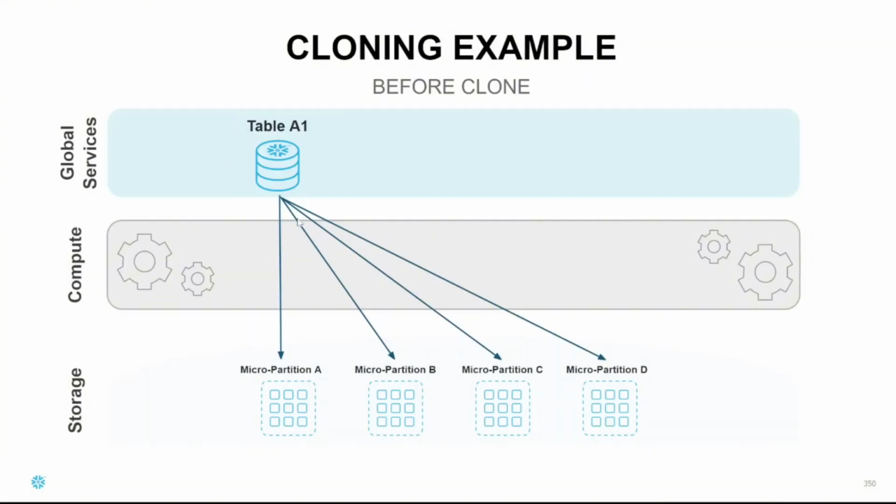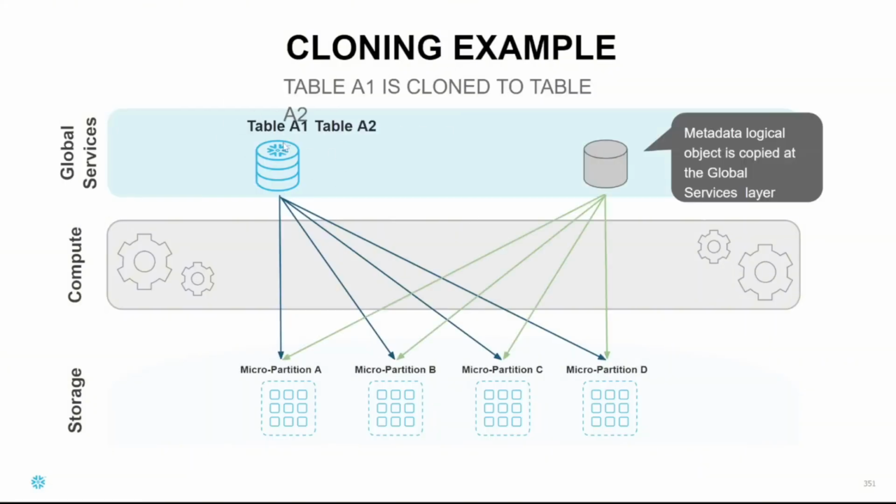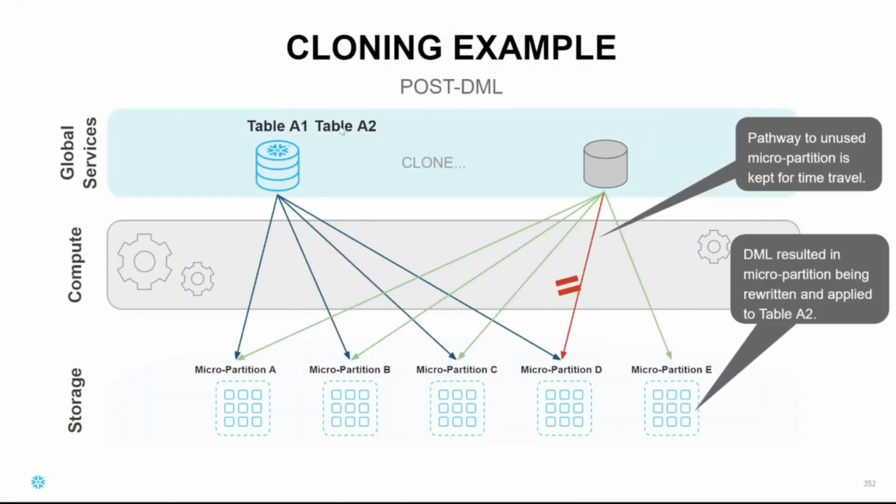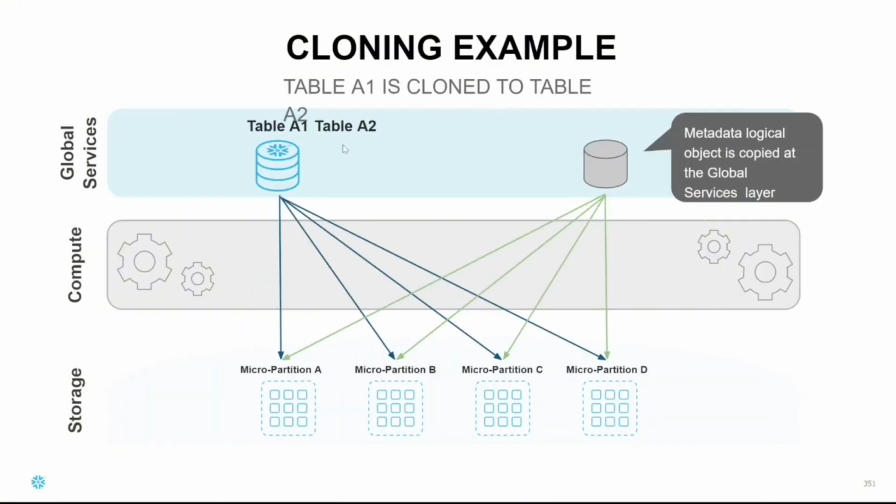Now let's take an example that you have a table called A1 in your database, and the data of this table is stored in four different micro partitions, which are A, B, C, and D. Okay, this is before cloning this particular A1 table. Now, if you clone that table, you have table A1 and you have table A2 here.